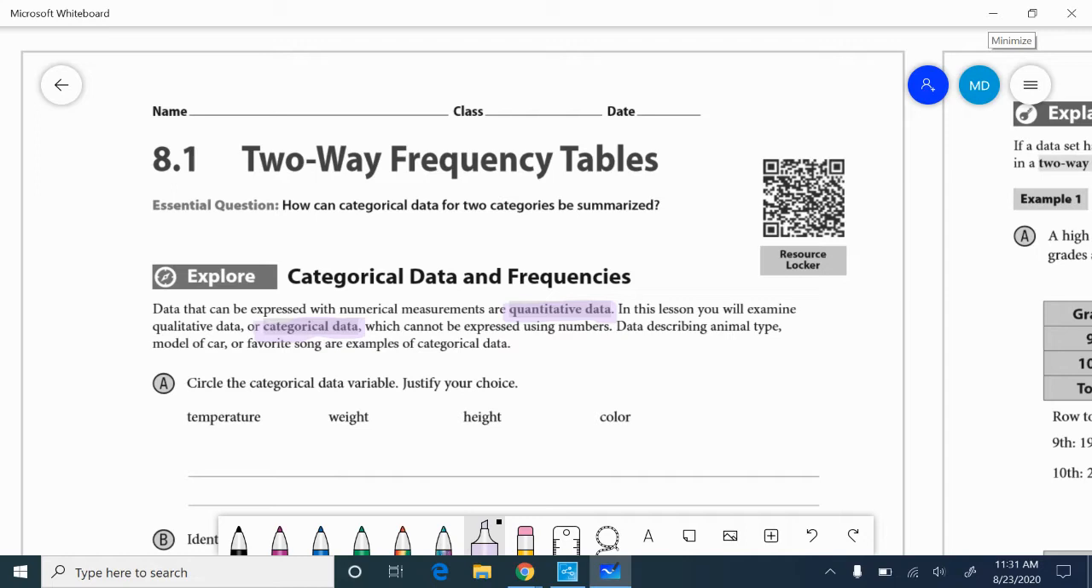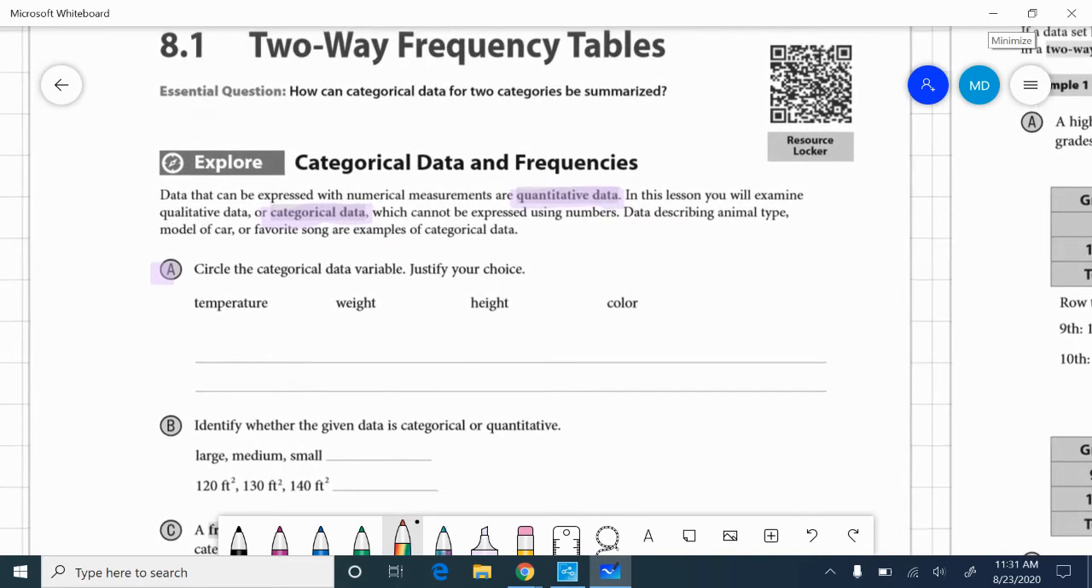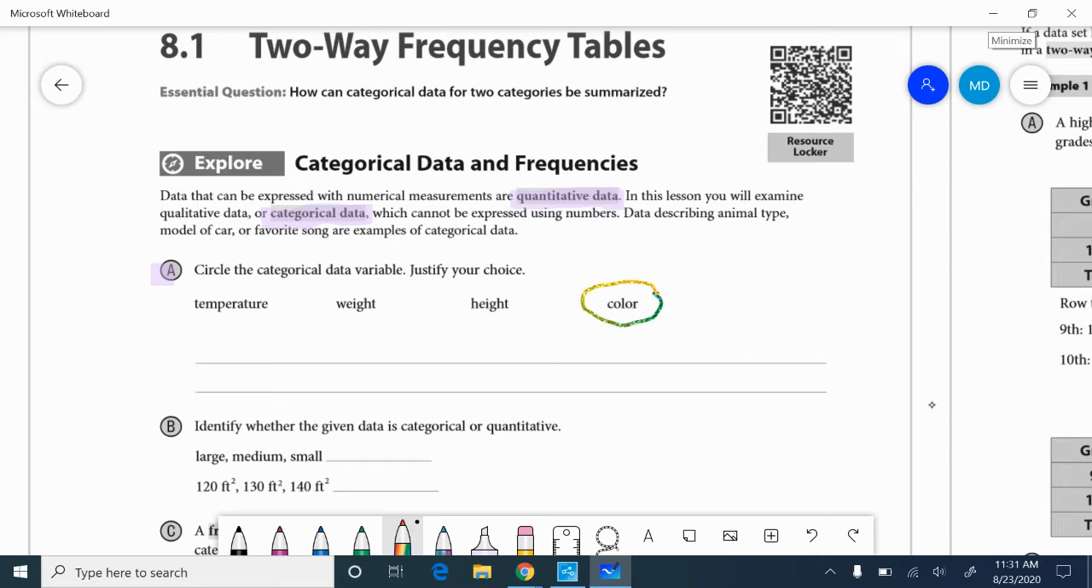So if we look at A, circle the categorical data variable. Justify your choice. So our choices are temperature, weight, height, or color. Well, temperature and weight and height all can be represented with numerical measurements. It's a little difficult for color. So color is the categorical data variable. And we are going to type that in.